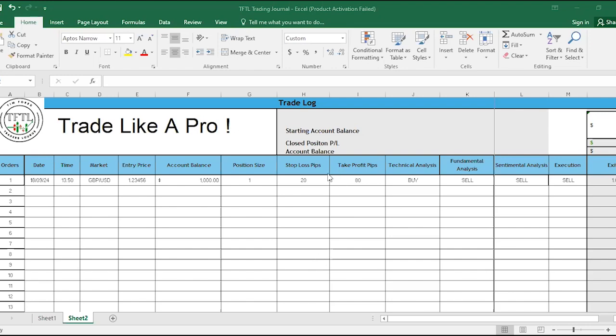Today, I want us to discuss the trading journal, because a trading journal is a very important tool when it comes to forex trading.